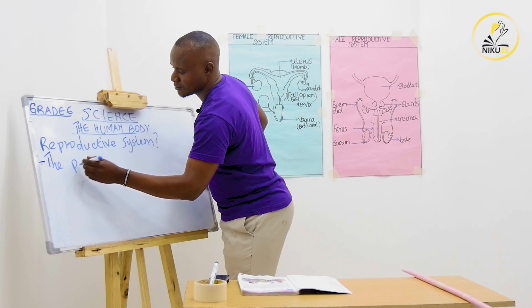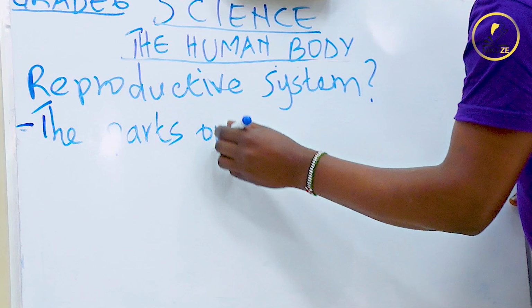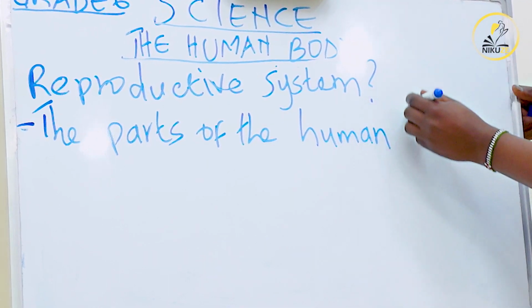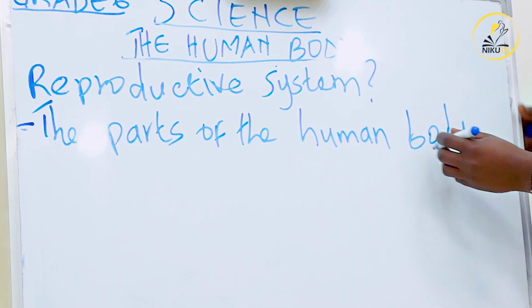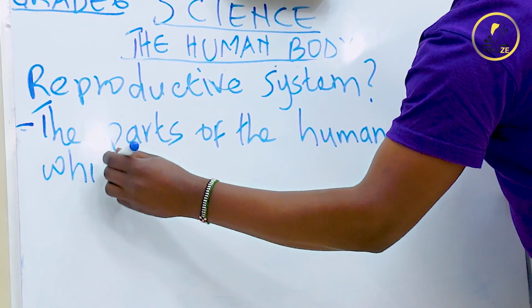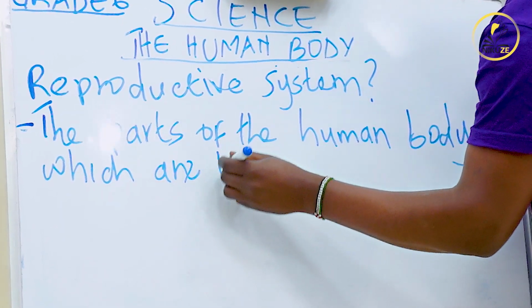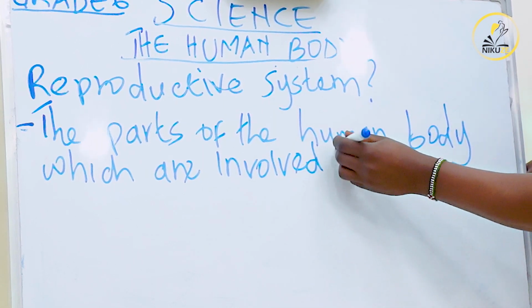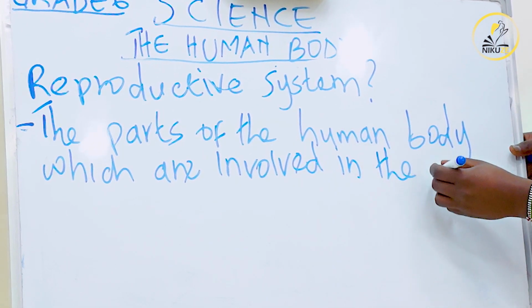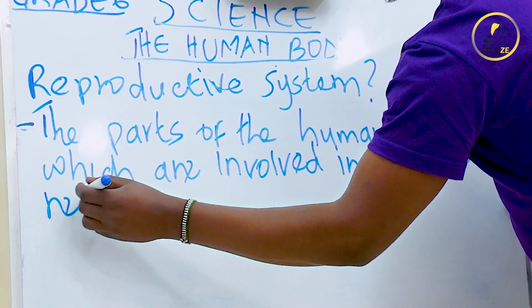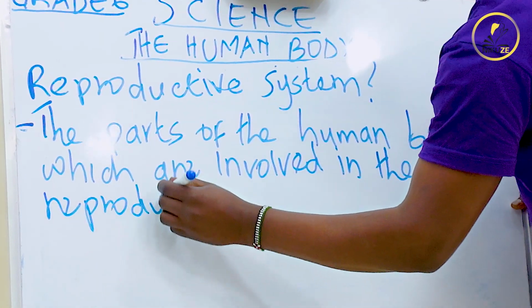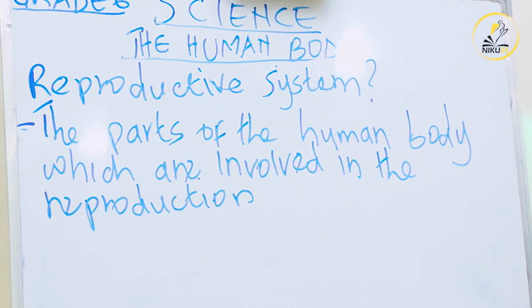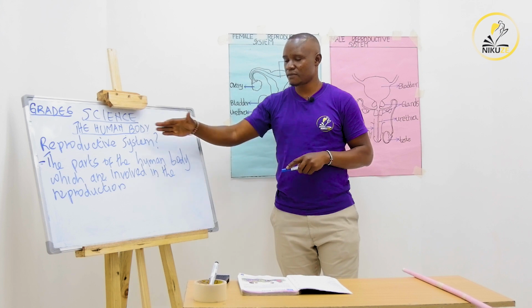The parts of the human body which are involved in the reproduction form the reproductive system.